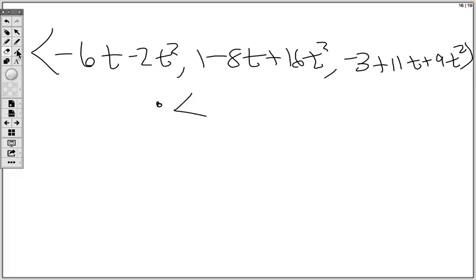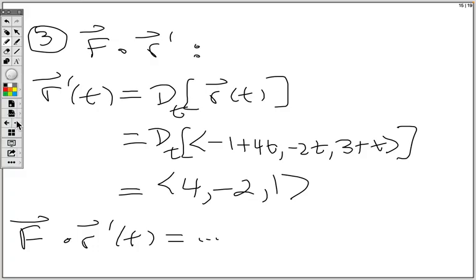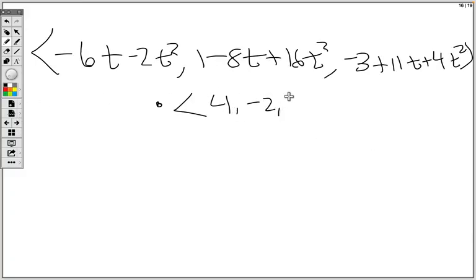Dotted with, that looks like a 9. That's going to mess me up. That's a 4t squared. Dotted with 4, -2, 1. So, yep, Zoran's right. What we do is multiply the corresponding components.